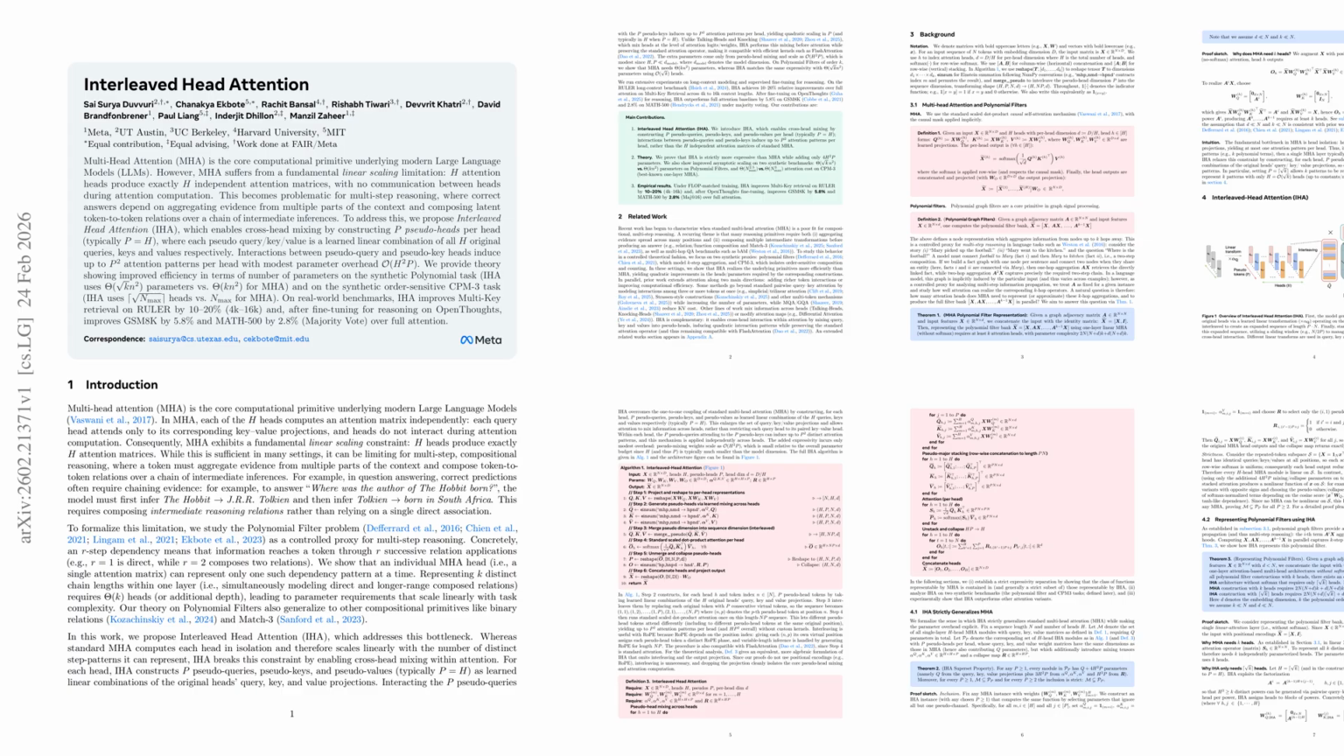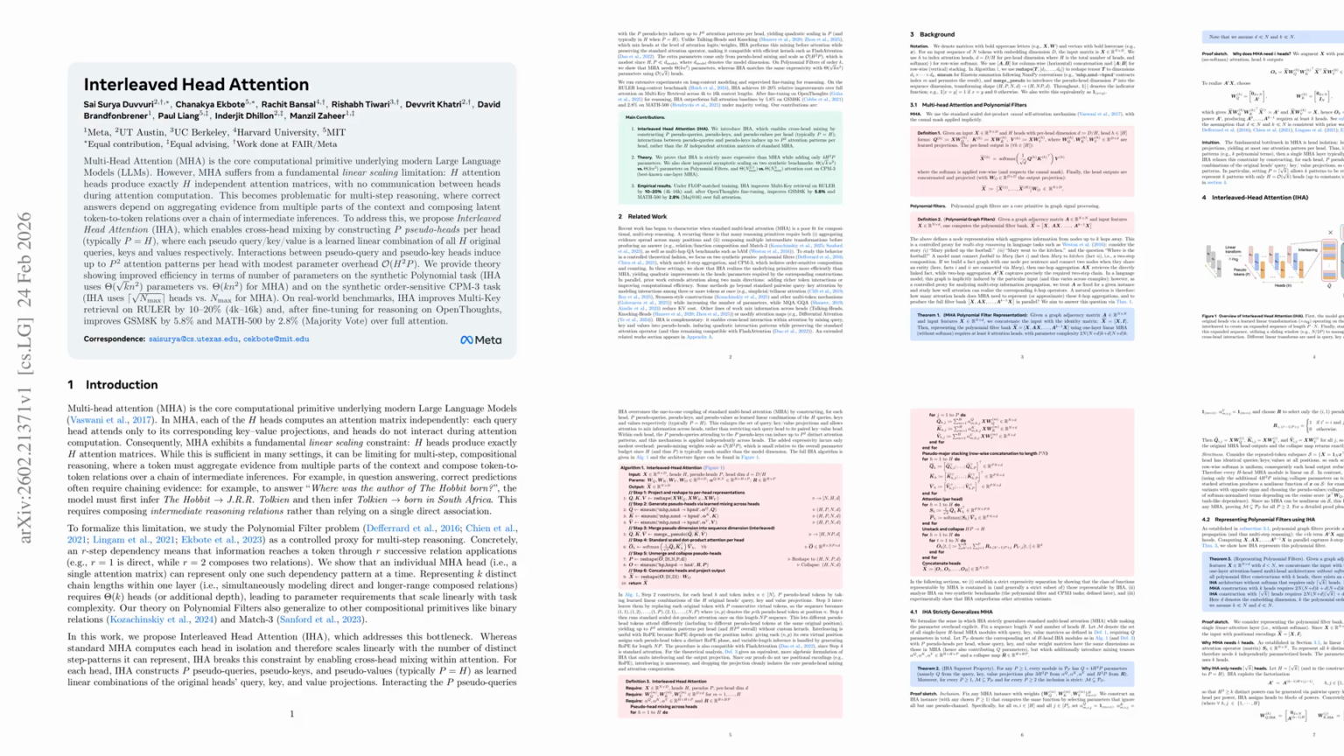On synthetic proxies for multi-step reasoning, IHA achieves asymptotic gains. On polynomial filters, it reduces required heads from k to square root of k, with parameter complexity Theta of square root of k n squared instead of Theta of n n squared. And on CPM-3, it reduces one layer head count from m max to square root of m max, with attention cost dropping from Theta of m max cubed to Theta of m max to the 2.5.